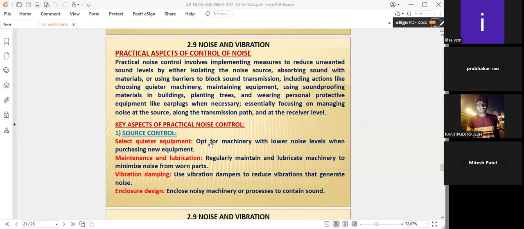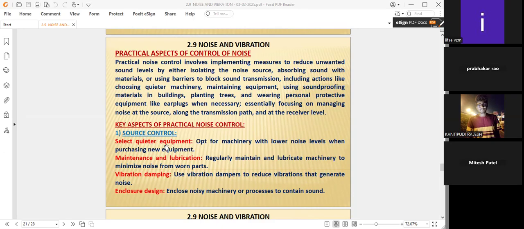We cannot simply install silencers and all, but we have to see how best we can do with materials, like in the walls we have to provide some absorption materials or emitting materials like this. We have to see that minimal engineering controls are used so that noise control can be taken care of. Opt for machinery with lower noise levels when purchasing new equipment.